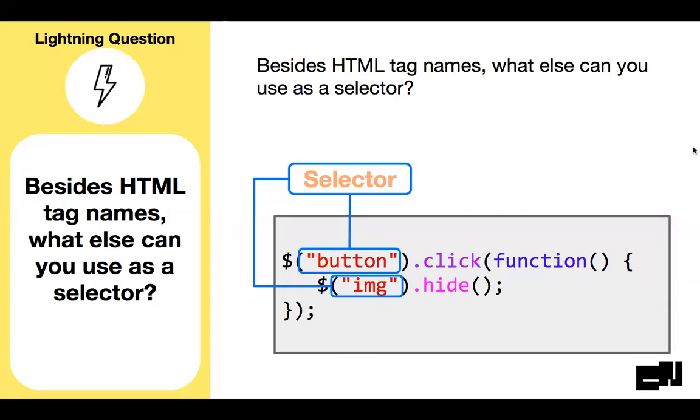So this lightning question, you actually might have kind of figured out from those first two examples, but besides HTML tag names like button, image, P, H1, H2, what else can you use as a selector? If you want to pause and go back to the lightning questions before this so you can get a hint, think about it. What other kinds of things from HTML can be used as selectors other than just tag names?